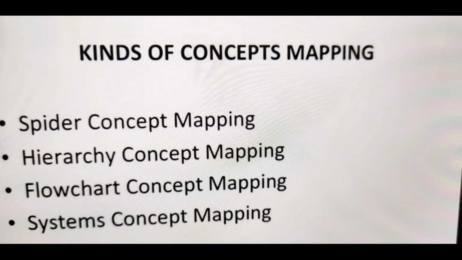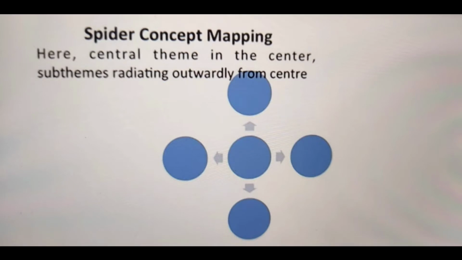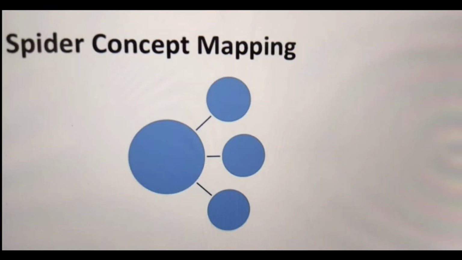Next, let us see what are different kinds of concept map. That is spider concept map, hierarchy concept map, flowchart concept map and system concept map. We will see with the pictorial representation. This is the spider concept map. Here the main concept is at the center and the subtopics are at the periphery of the main topic. Another type of spider concept mapping, in that on the left side we can see the main concept and on the right hand side periphery we can see the sub concepts.